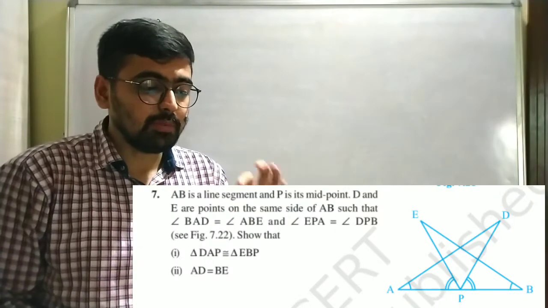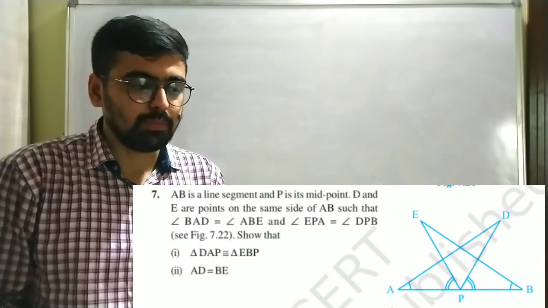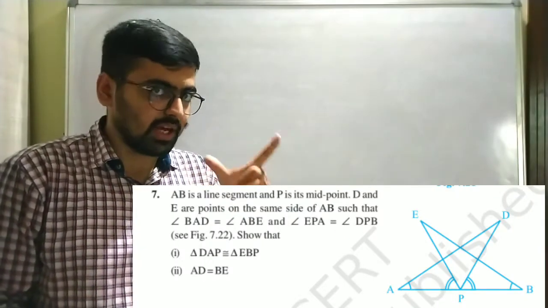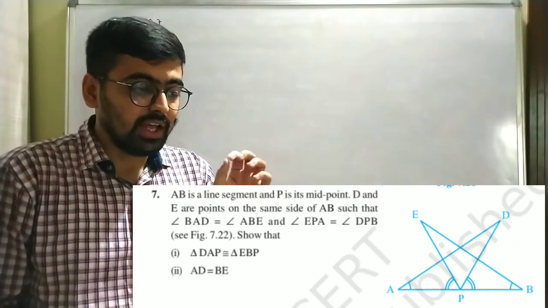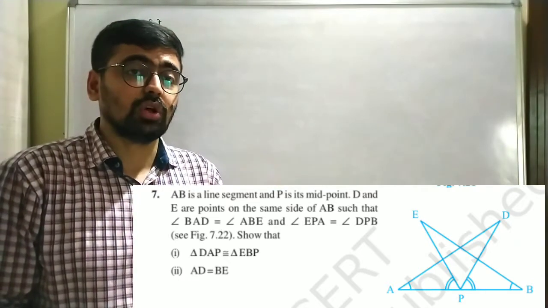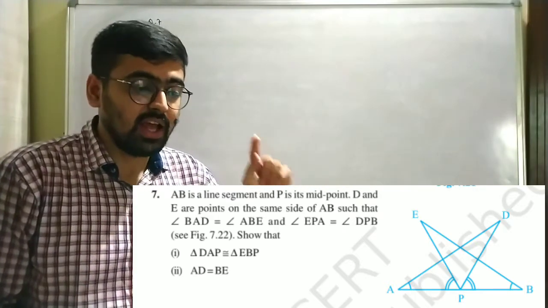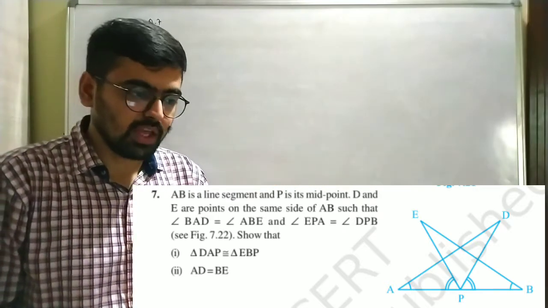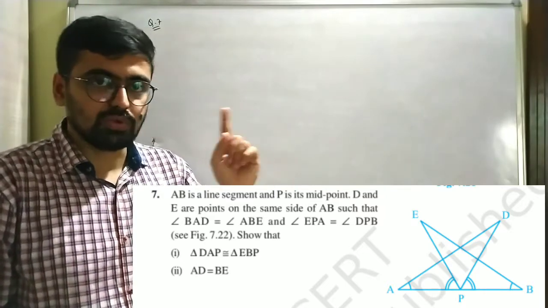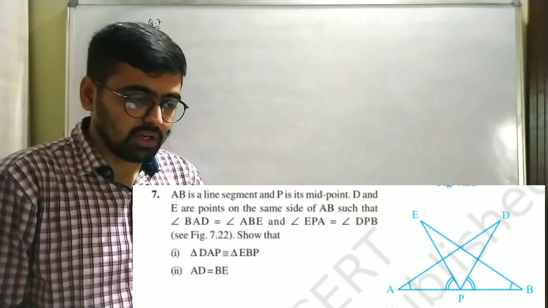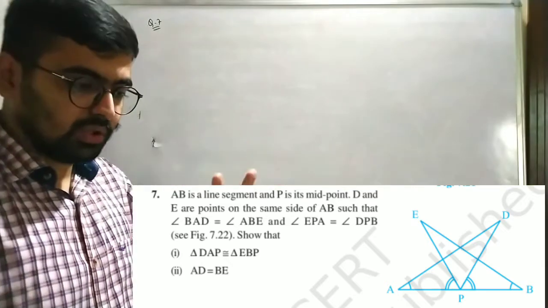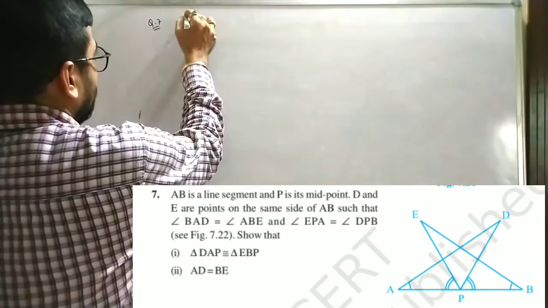The 7th one: AB is a line segment and P is the midpoint. AB is a line segment, P is the midpoint. D and E are points on the same side of AB, both will be on the same side, such that angle BAD is equal to ABE, and EPA equals DPB, as shown in the figure. Find, so there are two things we are supposed to find.